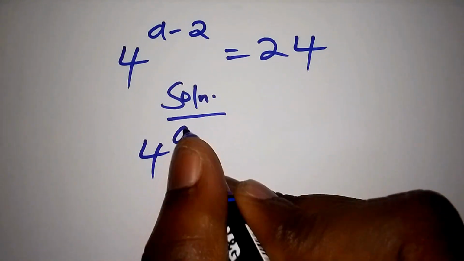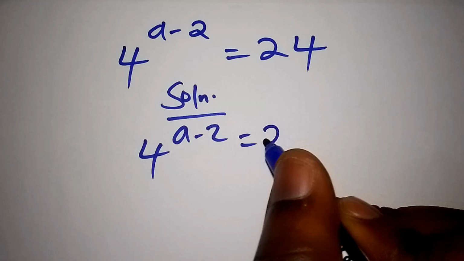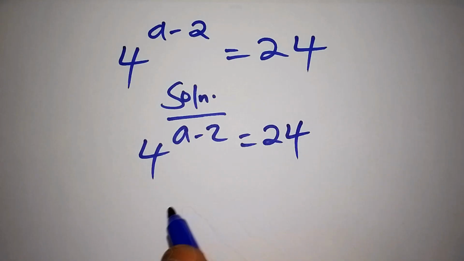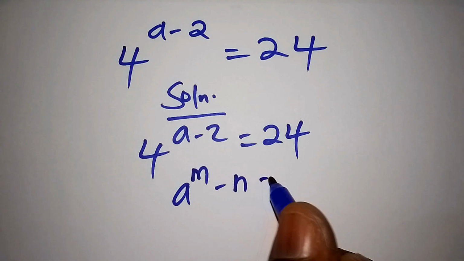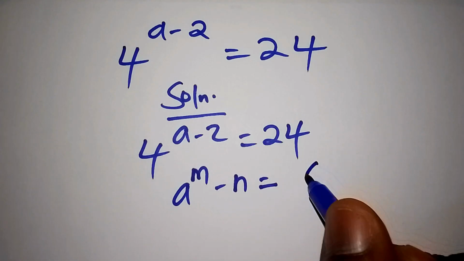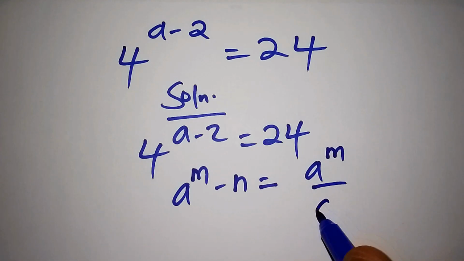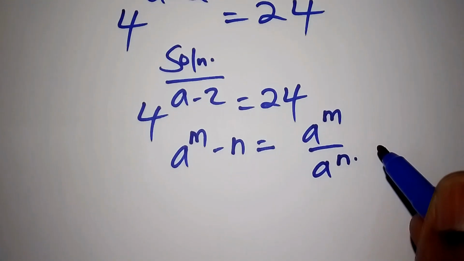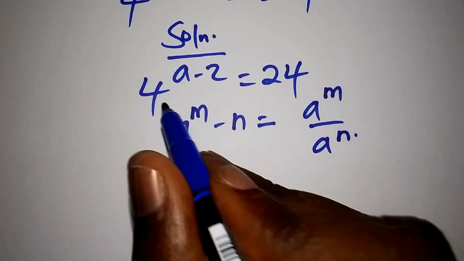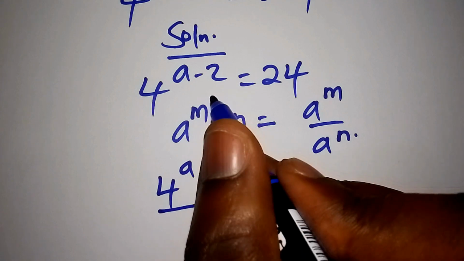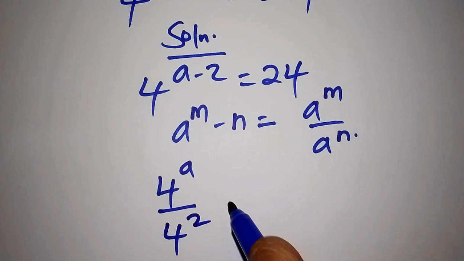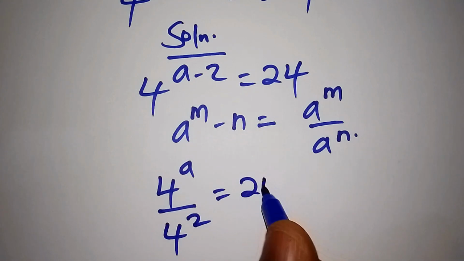So 4 to the power of a minus 2 is equal to 24. Now, when you have a to the power of m minus n, this can also be written as a to the power of m all over a to the power of n. Similarly, we shall now have 4 to the power of a all over 4 to the power of 2 is equal to 24.